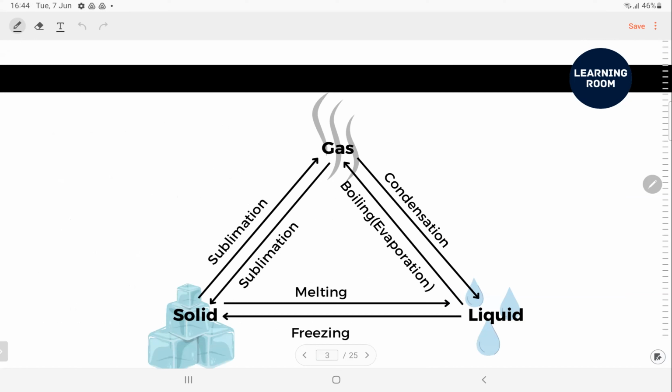When solid is converting into liquid, the heat will be absorbed or released? It will absorb heat to break the bond, to weaken the intermolecular force of attraction. So this process, solid to liquid, is known as melting.